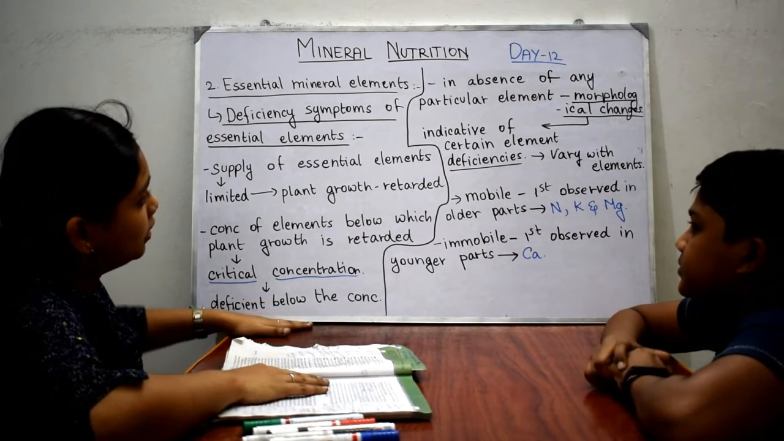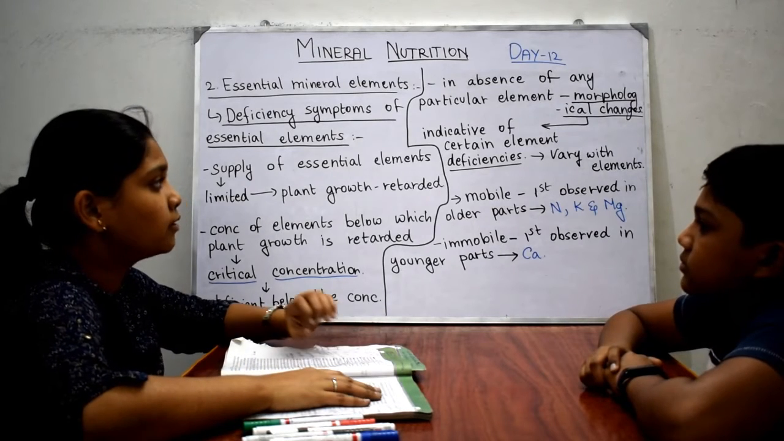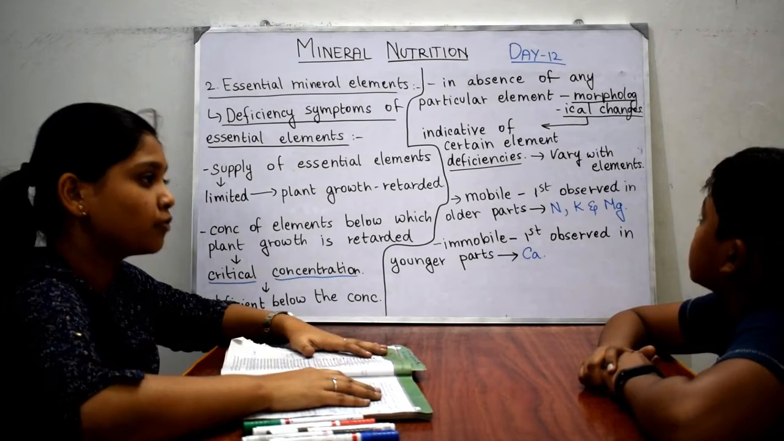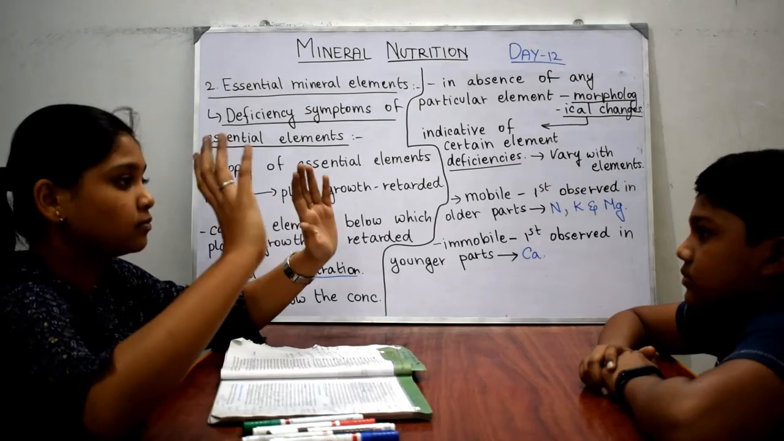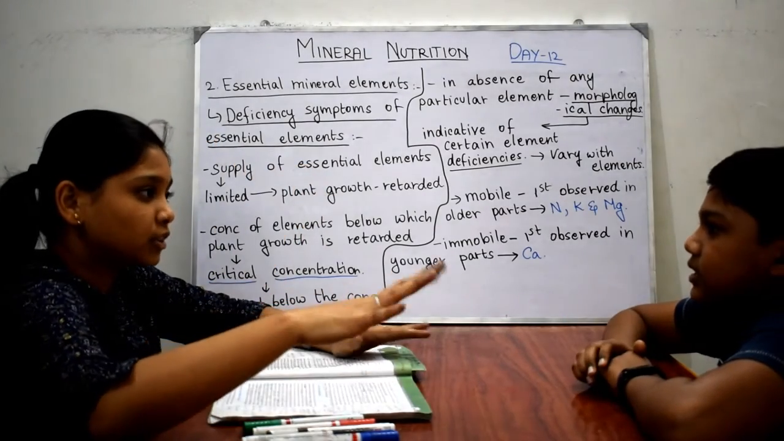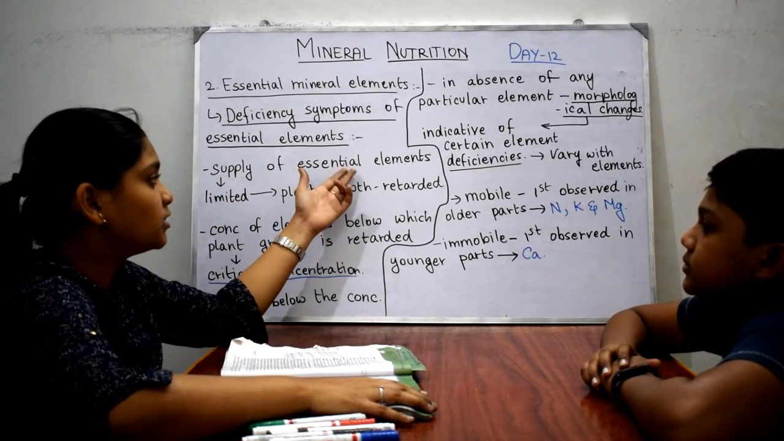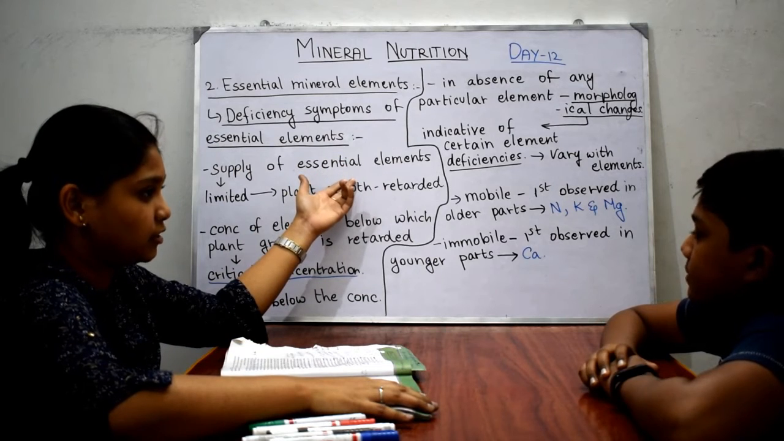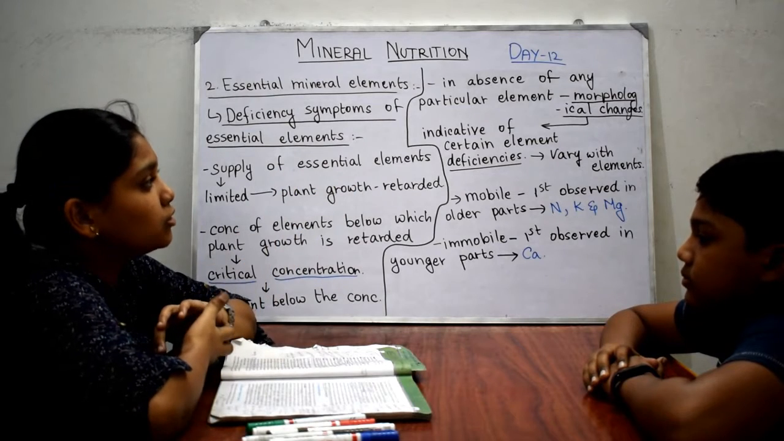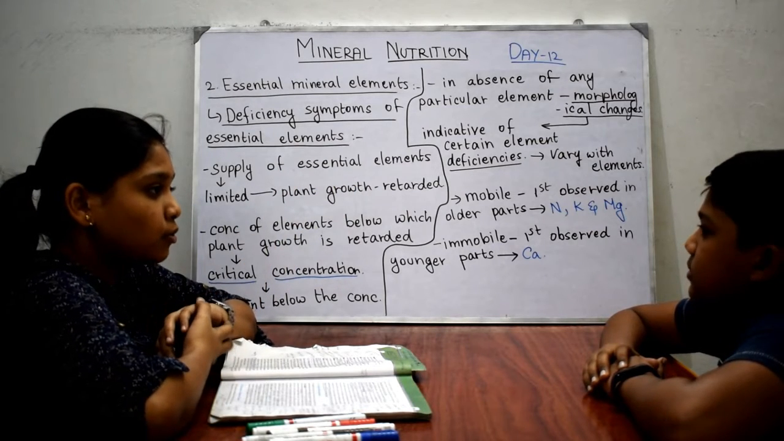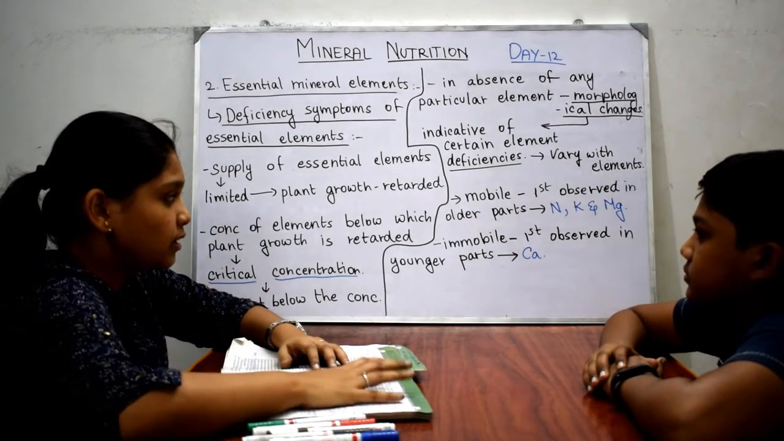In the total absence of any particular element, the plant shows morphological changes. Morphological changes are changes in the structure of plants, like the leaves. The leaf color and outer structure change. These morphological changes are indicative of certain element deficiencies. If there are changes which are not normal for a plant, then there is some deficiency in the plant.